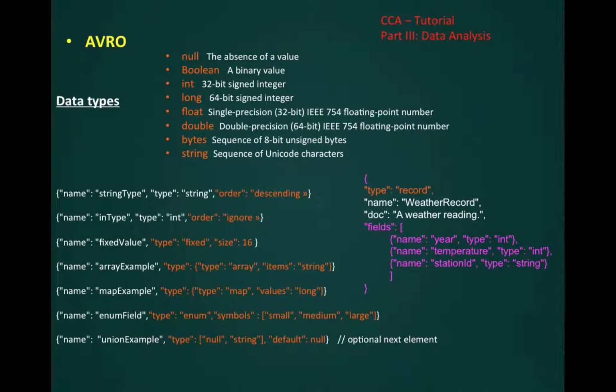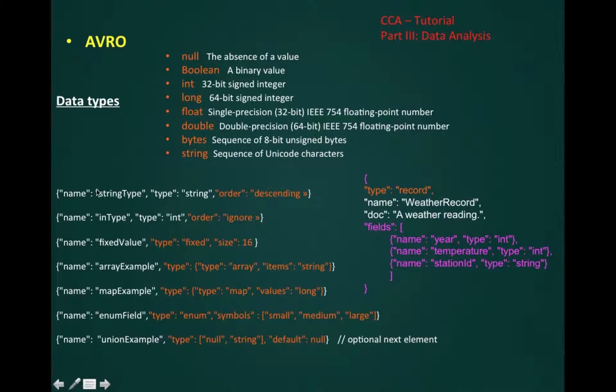Avro supports many data types. Primitive data types, such as string, are primitive types in Avro, and there are also complex data types. We have seen this structure. The type record is useful when we want to define fields that will match our data. The way we define each field is by providing the name of the field and the type of the field.